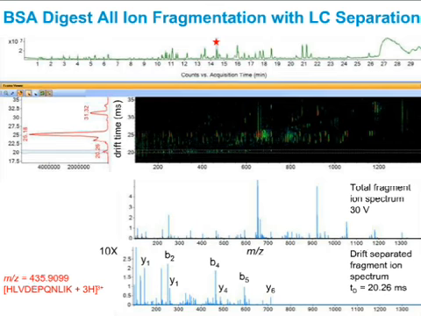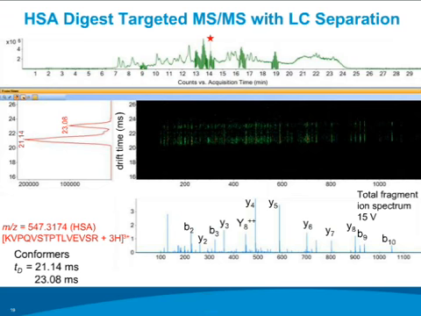Okay, here's another example of, in this case, an HSA digest, again out in the chromatogram at about 14 minutes. But in this case, what we see is 2 major peaks, but now the mass spectra for those 2 major peaks are identical, indicating to us that these are probably 2 different conformers that are present at the 14 milliseconds in the chromatogram.